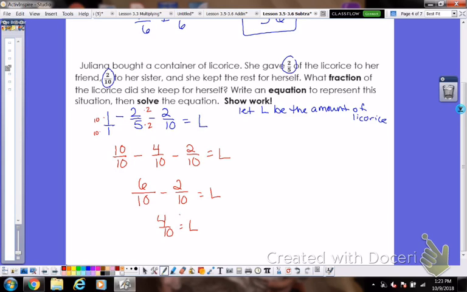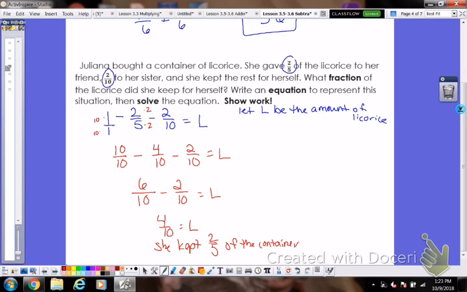Now, reduce this. They're both divisible by 2. So, she kept 2/5 of the container.